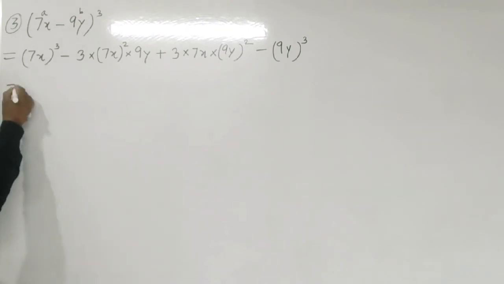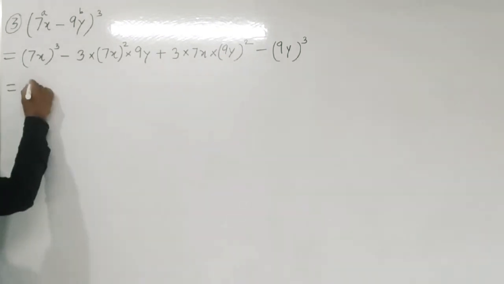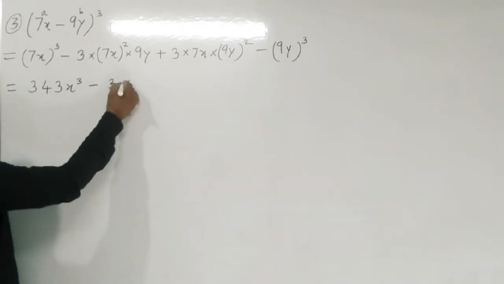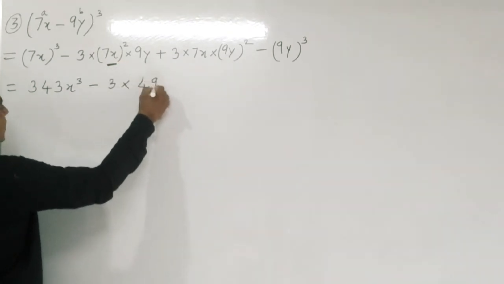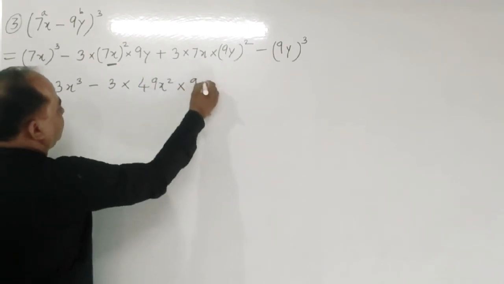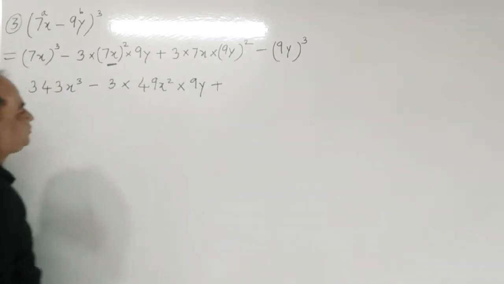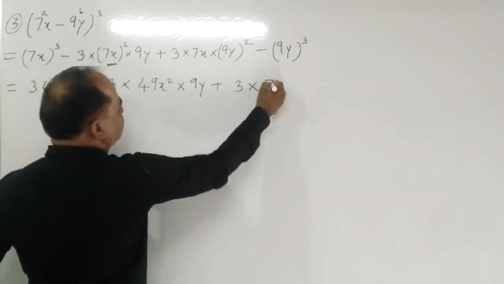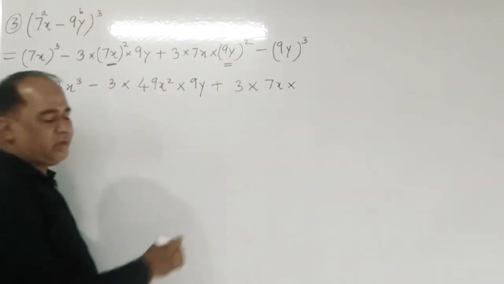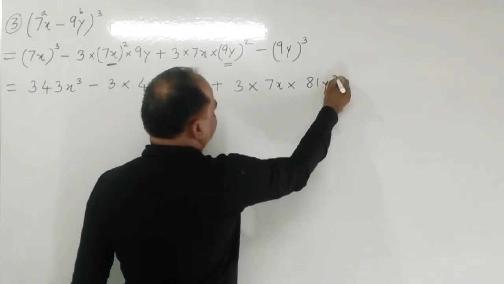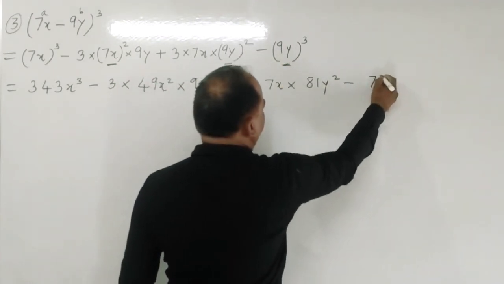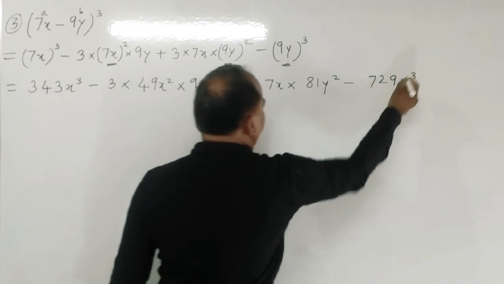Now simplification, cube of 7 is 343 x cube, minus 3, 7 square, 49 x square, into 9y, plus 3 times 7x into 9 square, square of 9 is 81 y square, minus cube of 9, 9 cube is 729 y cube.